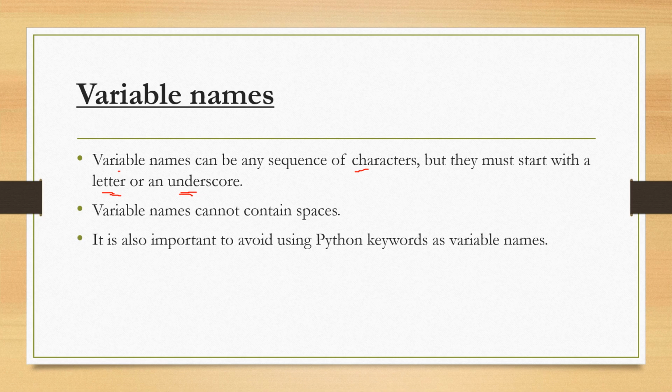Now it is also important to avoid Python keywords as variable names. There are various types of keywords which are reserved in Python. We cannot use those keywords as variable names, such as data type names. We cannot use the name integer, because it is a keyword, so we cannot use it as a variable name.